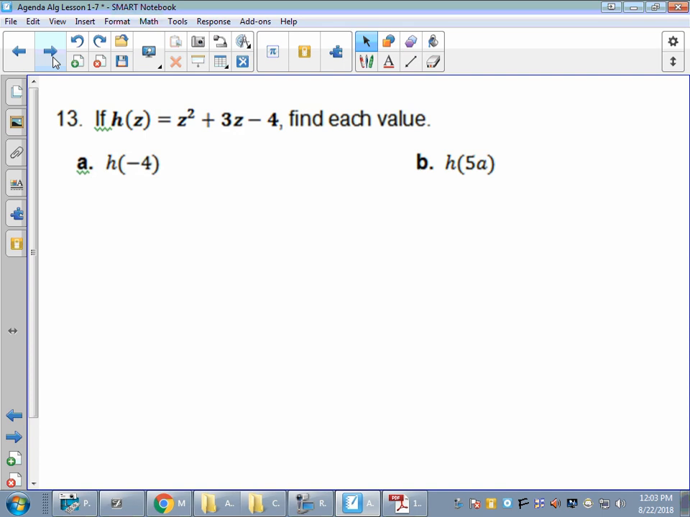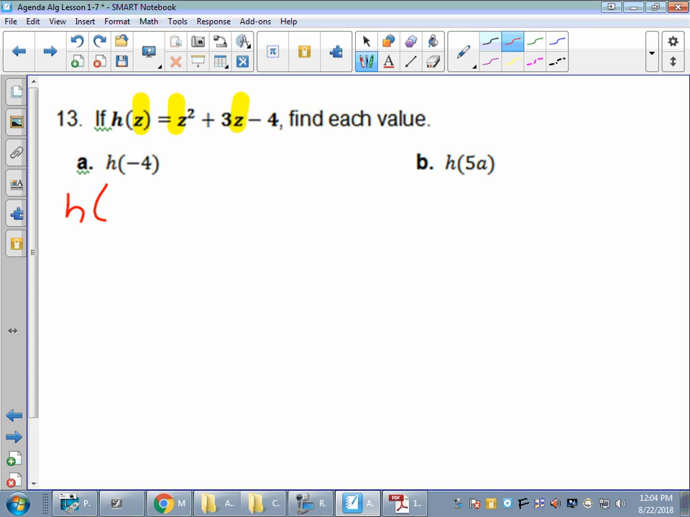So this one just says h of negative 4. So h of z equals z squared plus 3z minus 4. All right, so again, we're just looking at the z values because that's what we're going to plug in. So this negative 4 is going to go in here and it's going to go in here. We can't forget both spots. All right, so h of negative 4.